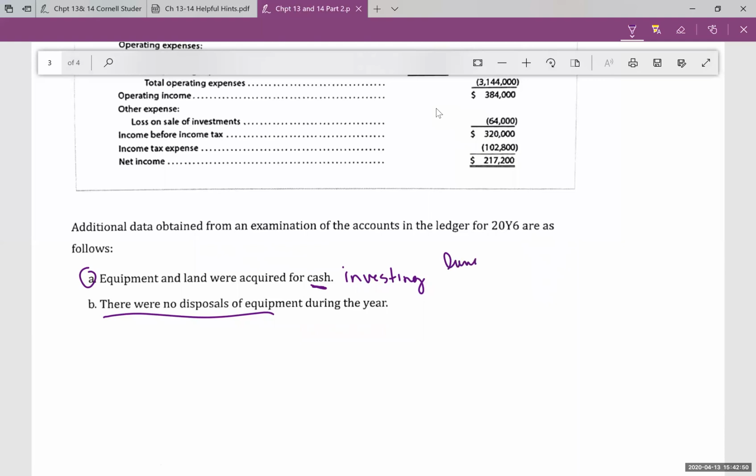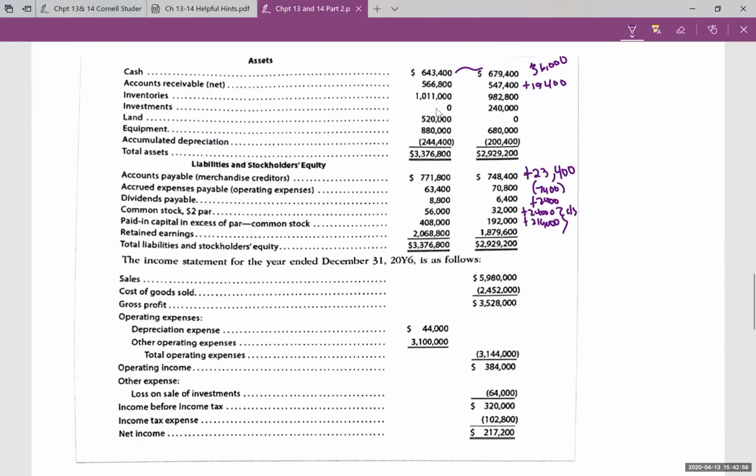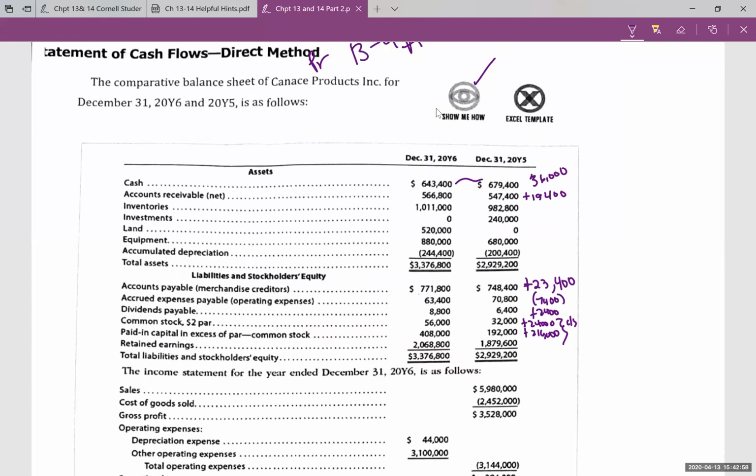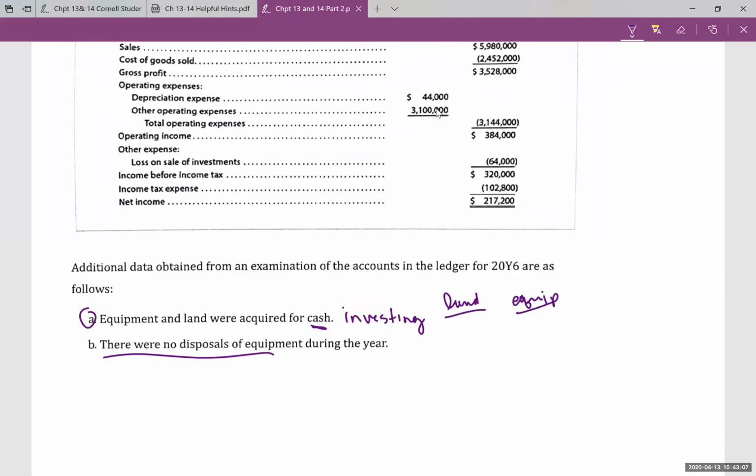And if we go up and look at the land and the equipment, let's see what it was at the beginning of the year and what it was at the end of the year. Land went up from 0 to 520. That was a cash payment. Equipment went up, looks like $200,000. Okay, so they paid this. They're saying that they made a cash payment here, $520,000 on land, and equipment they made a $200,000 cash payment. That's going to go under the investment activities.